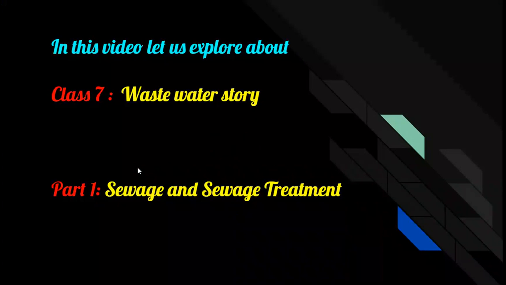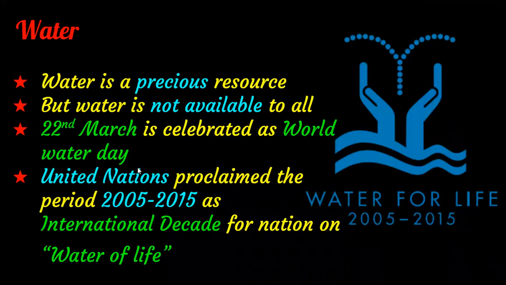In this video, let us explore Class 8 Science, Wastewater Story Part 1: Sewage and Sewage Treatment. Water. We all know that water is a precious resource and clean water is one of the basic necessities of life. We use water for many purposes like bathing, drinking, and cleaning of vessels and many more. We know that the increasing scarcity of fresh water is due to the increase in pollution, population, industrial development, and many other factors. Clean water that is fit for use is not available for all.